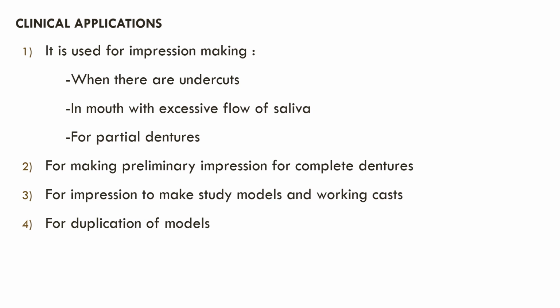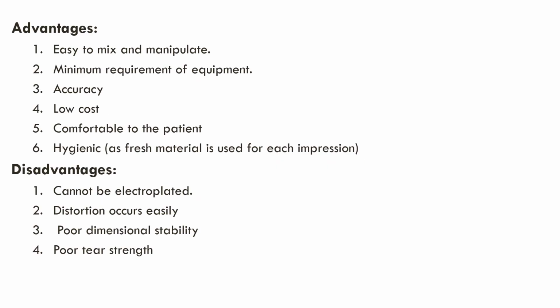Clinical application: it is used in impression making when undercuts are there. A good impression can also be recorded in the mouth with excessive flow of saliva, in partial dentures, and for making the preliminary impression for complete dentures, study models, making casts, and duplication. The advantages are that it is easy to mix and manipulate, needs minimum equipment, is accurate, low cost, comfortable to the patient, and hygienic. Alginate is also available in different flavors.